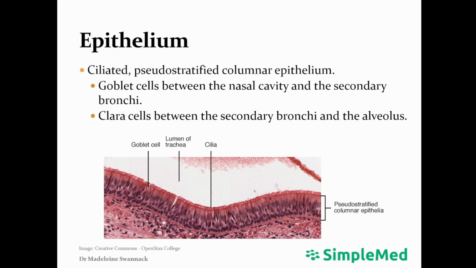From the secondary bronchi onwards, the goblet cells are replaced by Clara cells, which produce and secrete surfactant that reduces the surface tension of the alveoli to prevent the walls of the alveoli from sticking together during expiration.